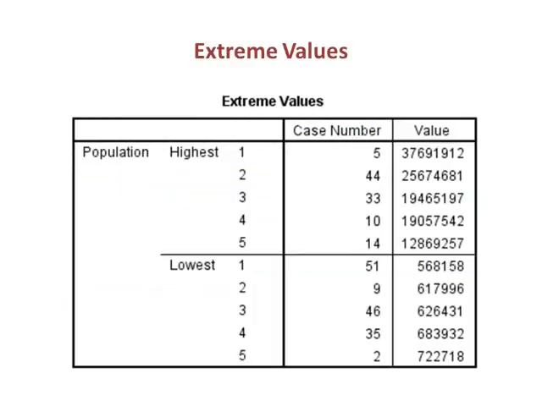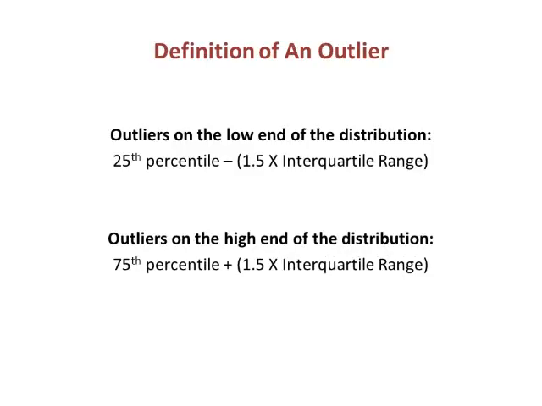The Outliers box gives us a table titled Extreme Values. This table gives us the 5 highest and 5 lowest values in the distribution. We use positional measures to determine whether a point is an outlier. With the low values of the distribution, a point is regarded as an outlier if we take the 25th percentile and subtract 1.5 times the interquartile range. On the high end of the distribution, we take 1.5 times the interquartile range and add it to the 75th percentile.